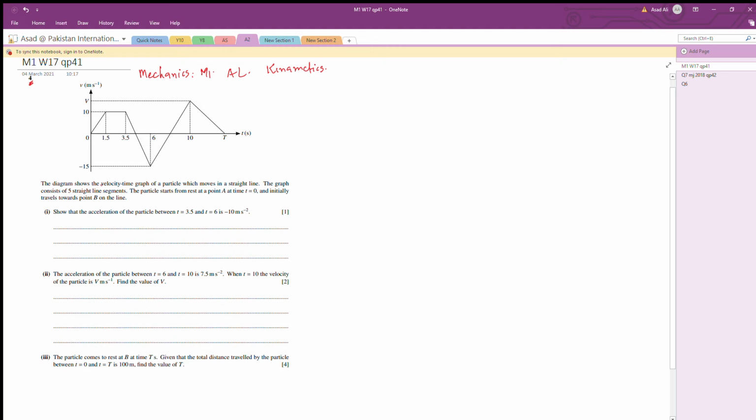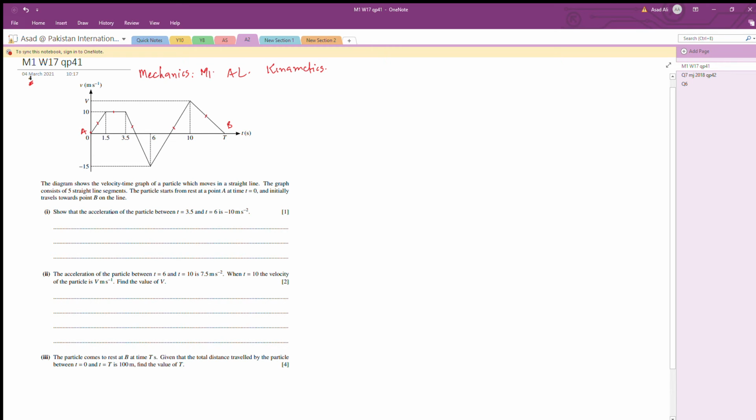A diagram shows the velocity time graph of a particle which moves in a straight line. The graph consists of 5 straight line segments. This is 1, this is 2, this is 3, this is 4, this is 5. The particle starts from rest, at t equals 0, and that's point A. It initially travels towards point B, on the same line.